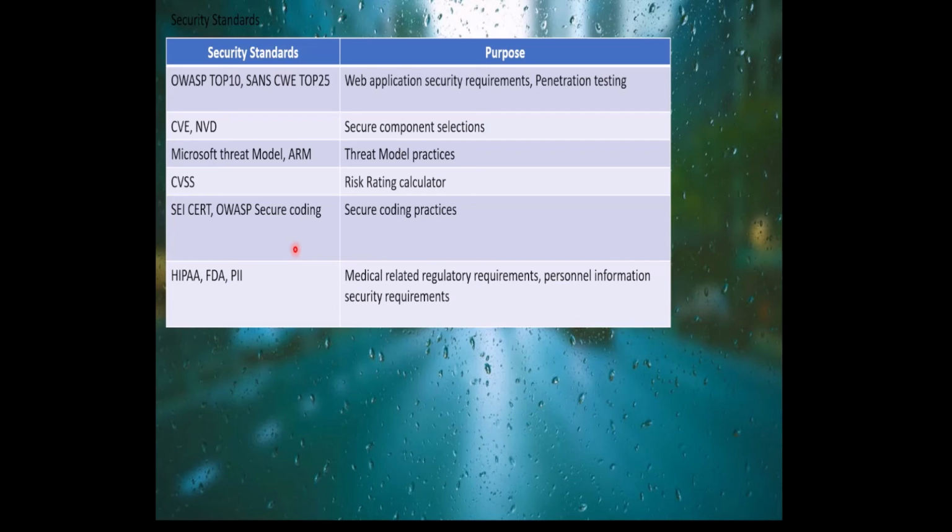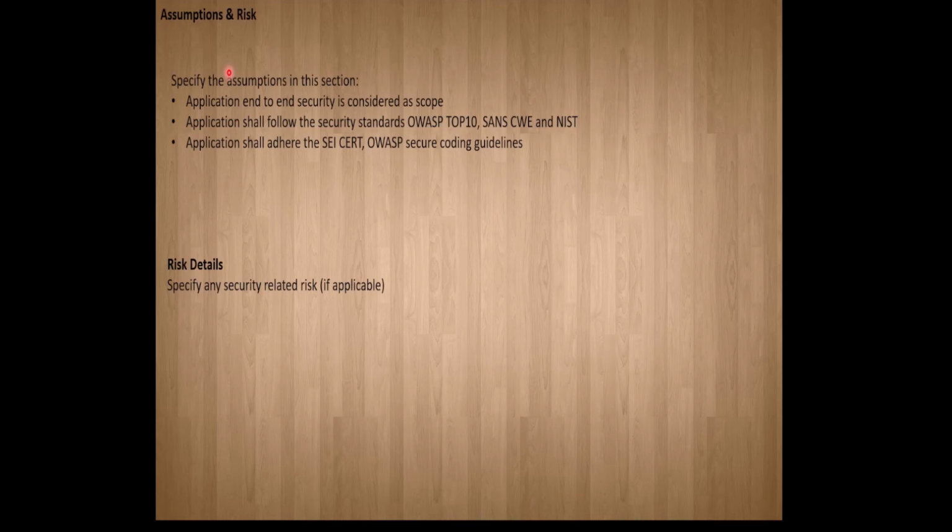So whenever we need the security standards based on the application, we can create the security standards and we can follow these standards, requirements and guidelines. When we create the proposals, the assumption and risk details also we need to note in the proposal sheet. Example, the assumptions here we can mention like application end-to-end security is considered as a scope. Application shall follow security standards, OWASP Top 10, SANS CWE and NIST. Application shall follow CSET OWASP secure coding practices.